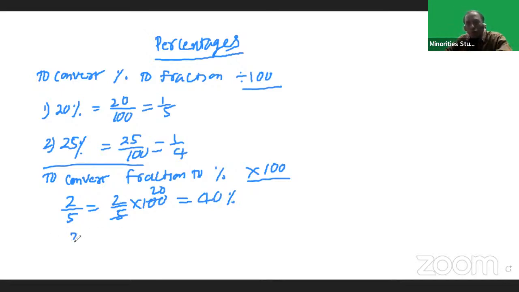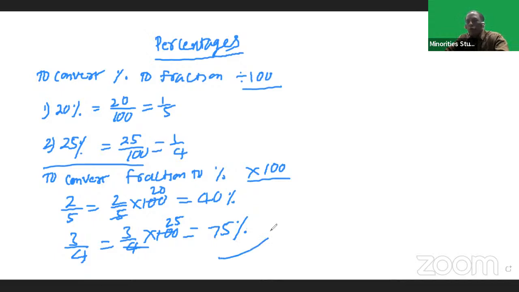What is 3 by 4? 3 by 4 is a fraction. 3 by 4 is equal to 3 by 4 into 100. 4 ones are 4, 4 25s are 100. 3 into 25 is 75 percent. Now you know how to convert percentage to fraction and vice versa, fraction to percentage. Percentage to fraction is completed and fraction to percentage is also completed. Now the next one.